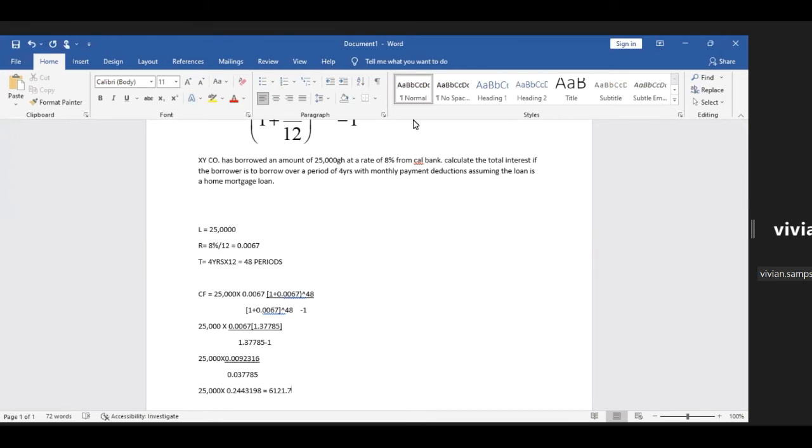Now, for us to be able to compare it very well, the 610.79 that you have gotten, multiply it by 48 and see what you get. When you get it, put the answer there for others to see. Multiply 610.79 or 610.77 by 48 months. What will we get?